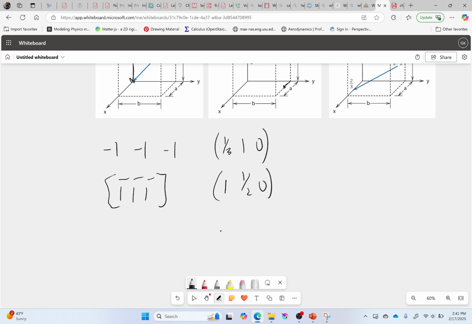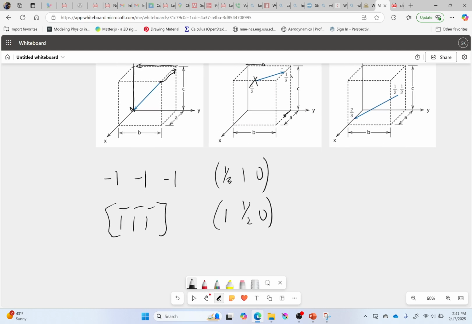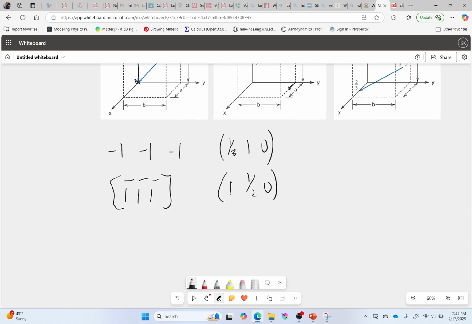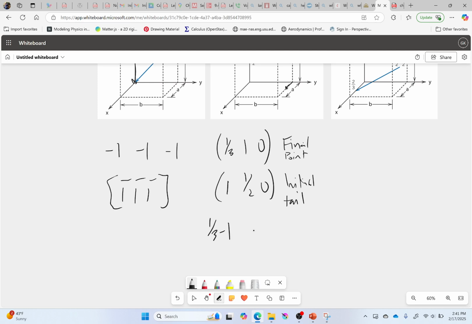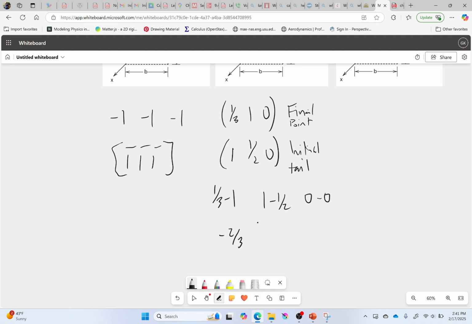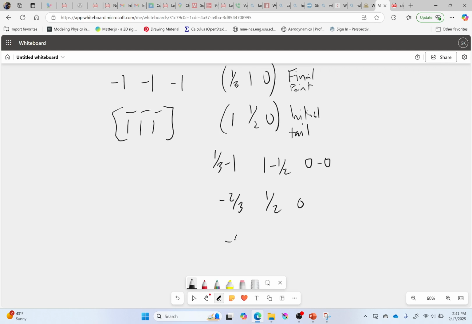Oop! And it's a good thing I did because I made a mistake. Or did I? Let's see here. No, I didn't make a mistake. Or did I? I did make a mistake. Good. Okay, so this is my final. This is my initial. Should I forget which one's final initial? This is the point of the arrow. This is the tail. And it's a good thing I checked this because I did have a sign I forgot. So I have 1/3 minus 1, 1 minus 1/2, and then 0 minus 0. That's my vector. And so I get -2/3. That's where I missed my sign. And then I get 1/2 and 0, which comes out to be -4, 3, 0. Or if you want to write it the way that your book does, it would be 4 with a bar over it, 3, 0. That is my direction. So it's always nice to check things.